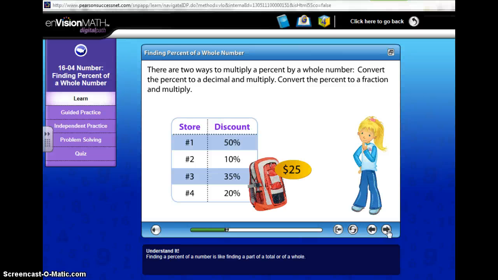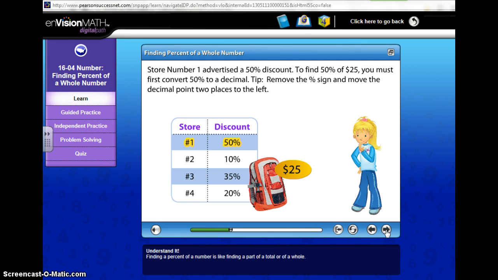I think that today, for the most part, we are going to focus on changing our percents to decimals because it's much easier and quicker. Now, of course, if you had a calculator, this would be like a piece of cake. But even better, you have your brain. So store number 1 says it's a 50% discount. So to find 50% of $25, you're going to change this into a decimal, and you will multiply it by the price of the backpack.